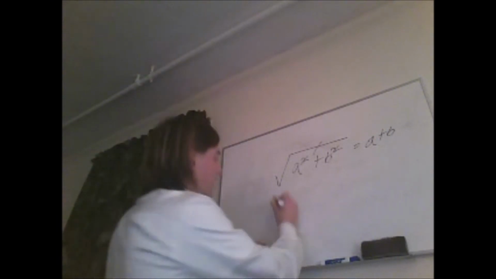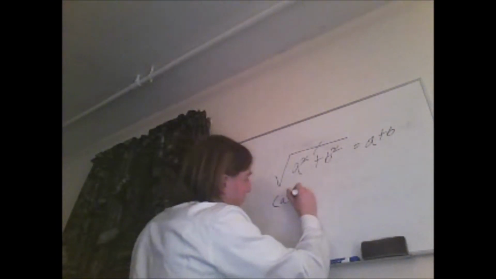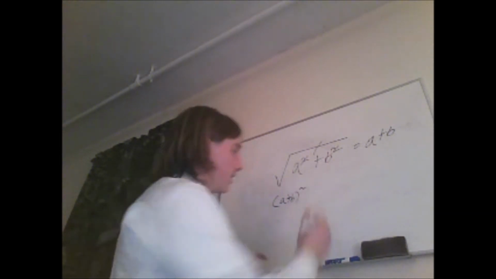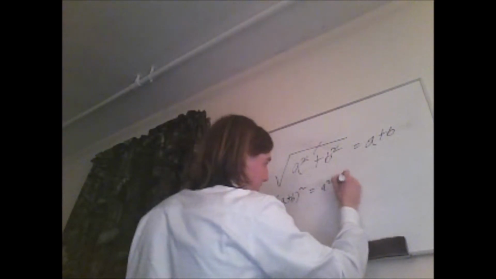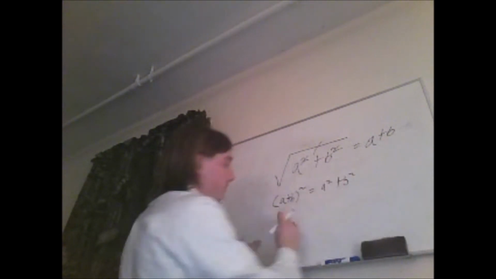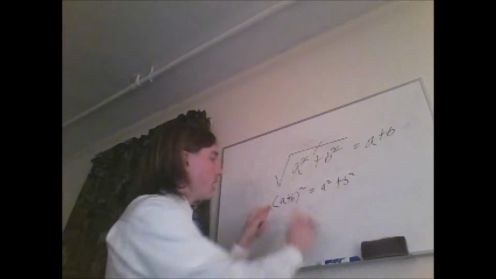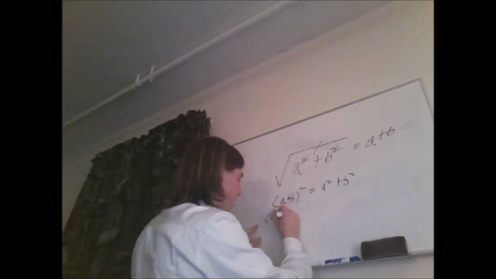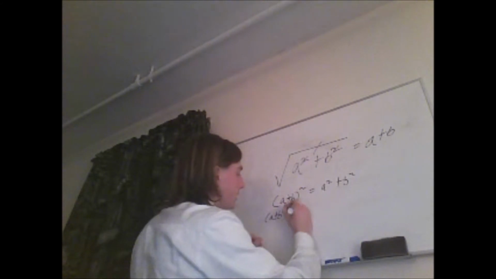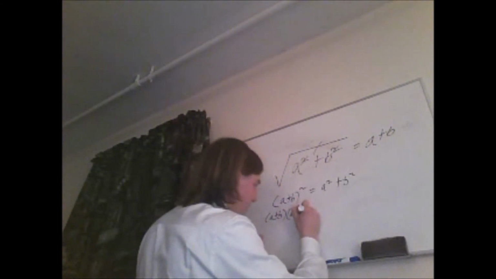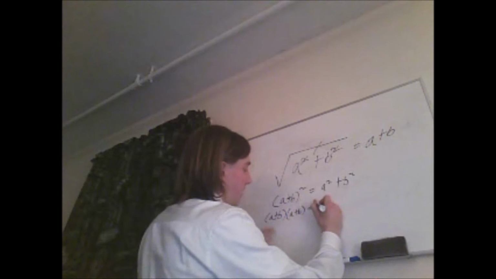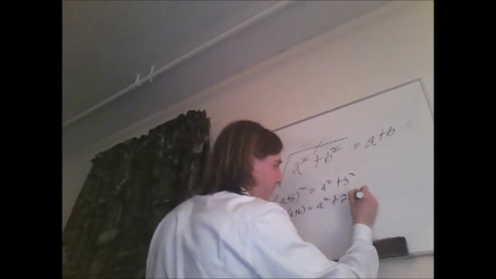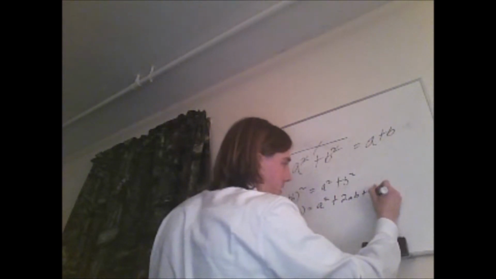It would be the same as saying a plus b in parentheses all squared is equal to a squared plus b squared. But we know from our math classes, hopefully, that when you get this, you have to FOIL it, because when you expand it, it's actually a plus b times a plus b. So that would be a squared plus 2ab plus b squared.